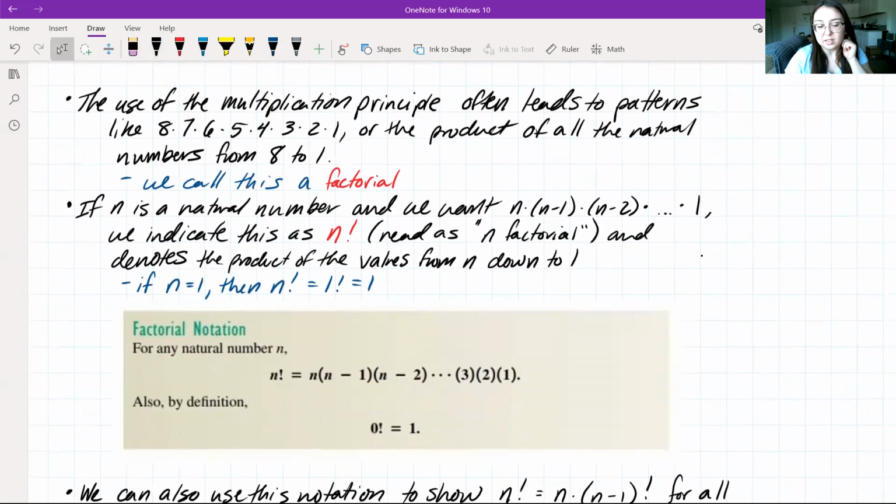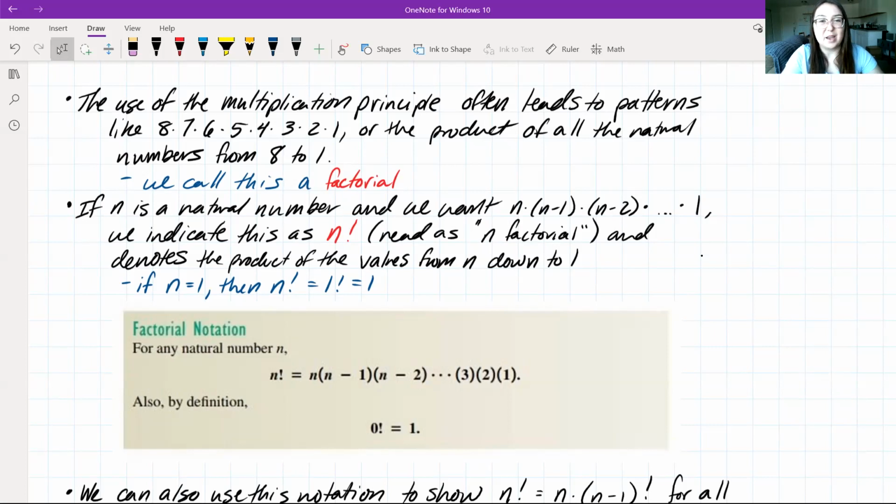All right. So the use of the multiplication principle often leads to patterns like the one we just saw, where we had 8 times 7 times 6 times 5 times 4 times 3 times 2 times 1. We can call this the product of all the natural numbers from 8 to 1. When we say the natural numbers, we know it's positive whole numbers, so 1, 2, 3, 4, 5 to infinity. So by saying it's the product of all the natural numbers from 8 to 1, we know that means 8, 7, 6, 5 down to 1.